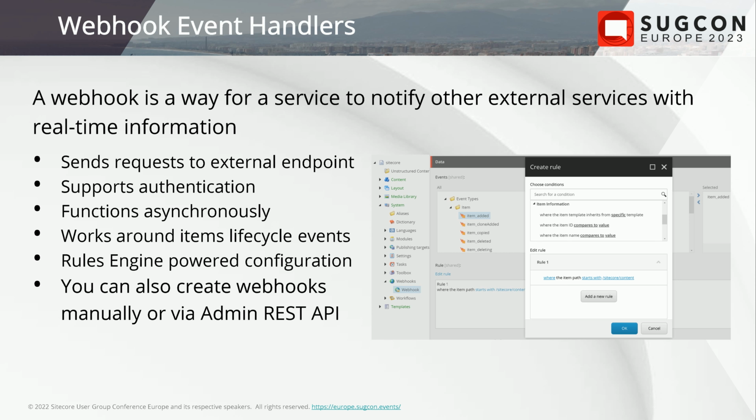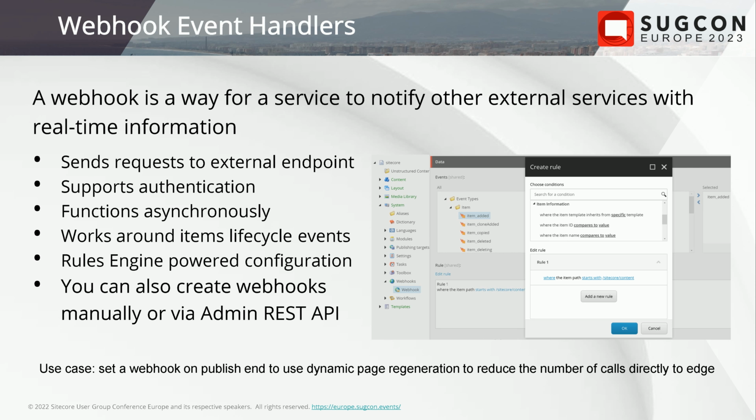It also supports authentication. Obviously, it functions asynchronously, works around items, lifecycle events, and also publishing. Rules engine is something that powers your configuration, where you can configure specific conditions around lifecycle of your items. You can also create webhooks manually or using admin REST API. There is a use case. For example, you can set a webhook on publish end to use dynamic page regeneration to reduce the number of calls directly to Edge.